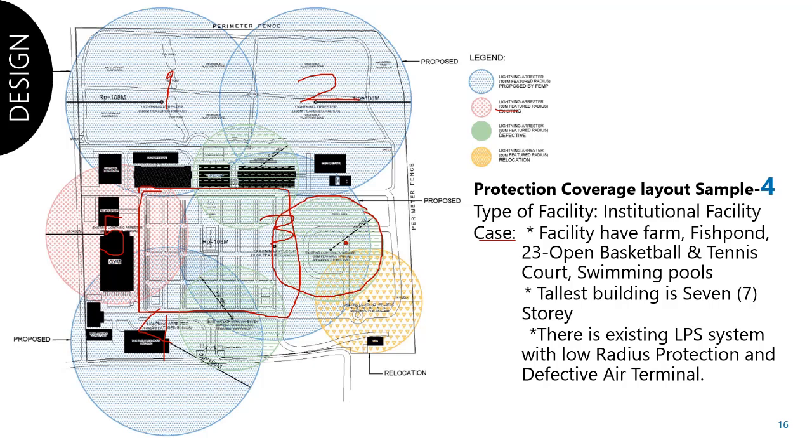I also want to mention that the best design for a lightning protection system, in a larger facility like this, is an overlapping of protection radius. That's the best practice if you are a designer, in designing a lightning protection system: overlapping lightning protection.